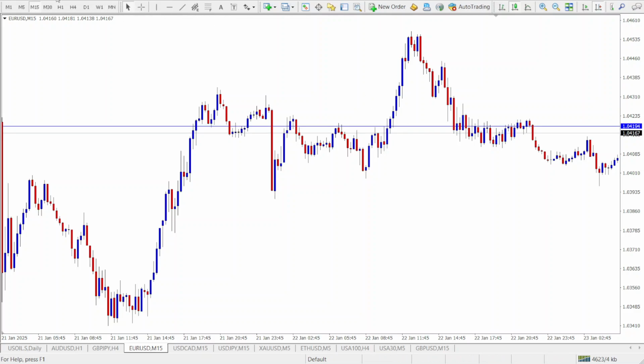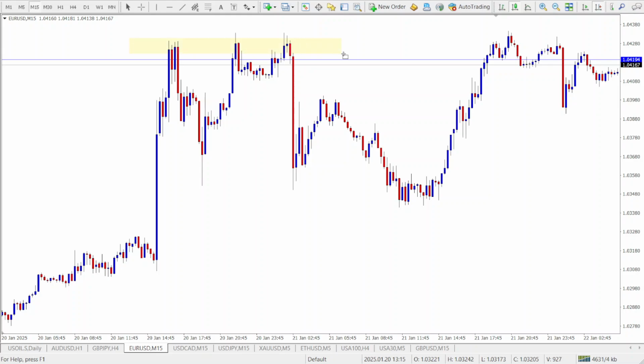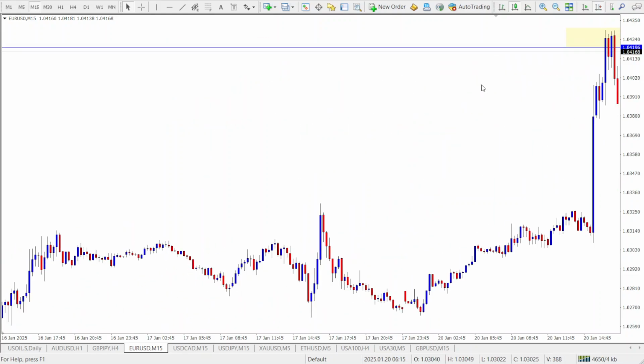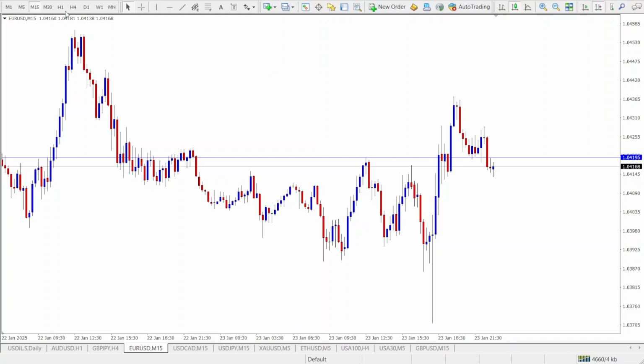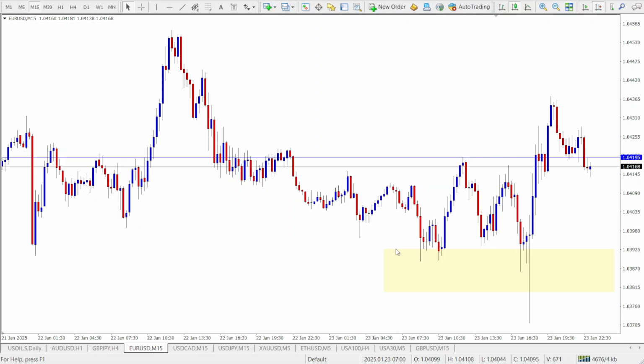So for example, we can see that we have an obvious supply zone here, where we had sellers outnumbering buyers, and we can see that we had a demand zone right around here. So think of these zones as battlefields where buyers and sellers fight for control of the market. Understanding these areas helps you predict where price is likely to reverse or consolidate.